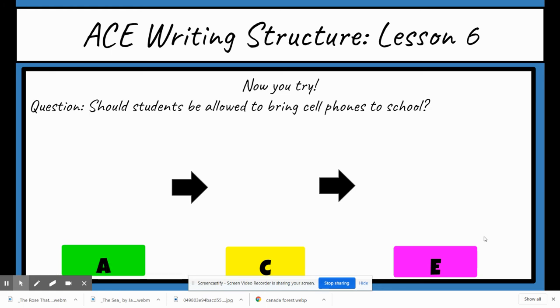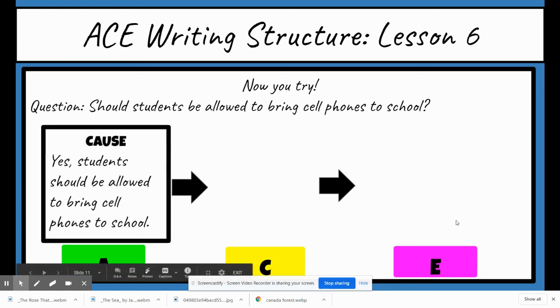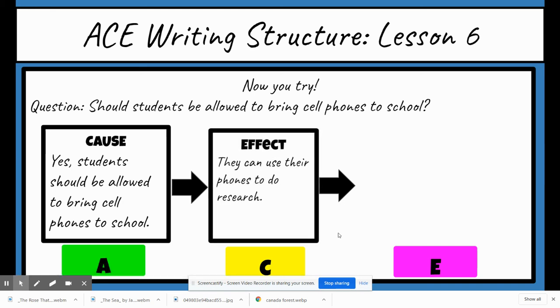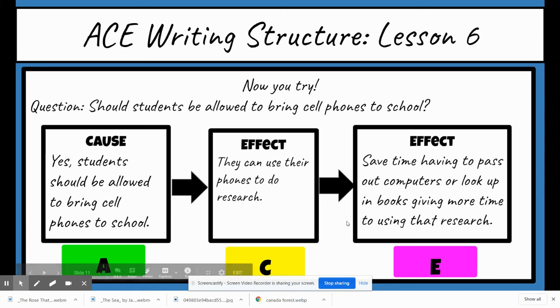Let's try it again. Should students be allowed to bring cell phones to school? Maybe you say yes, students should be allowed to bring cell phones to school. So you write that in your cause box because it is your A, your answer. Now, what can they do with those phones? Well, they can use them for research. What is the effect of them being able to do research? They save time. Teachers don't have to pass out computers and students don't have to look things up in books. They can just grab their phones and use those to research.